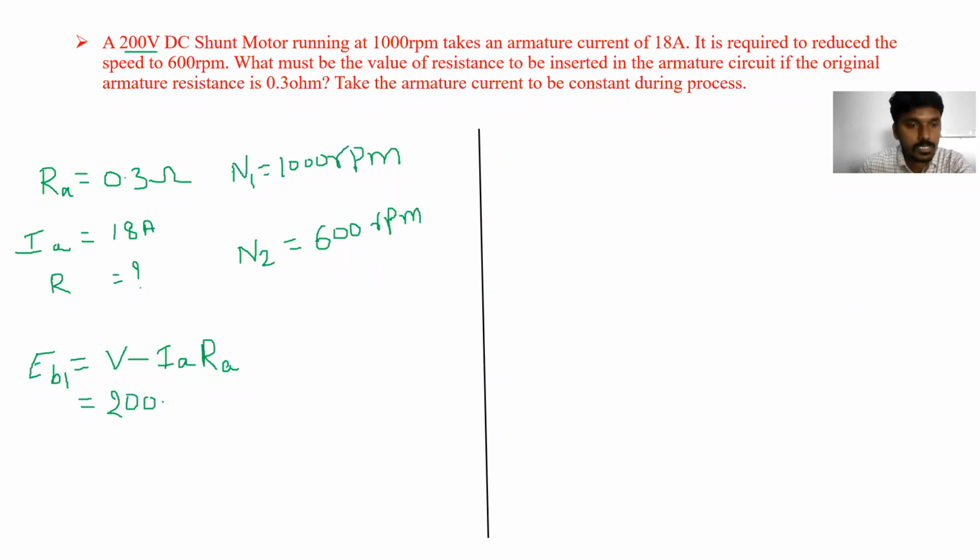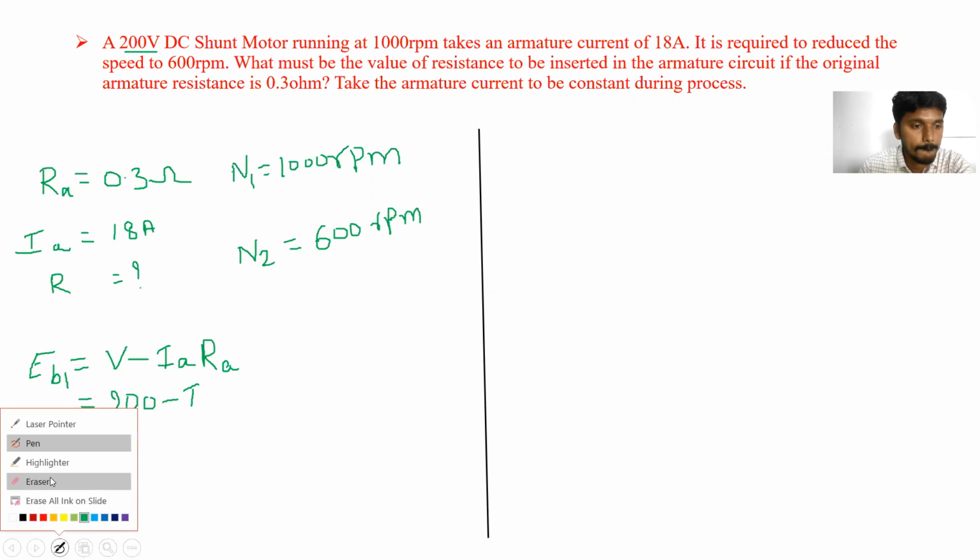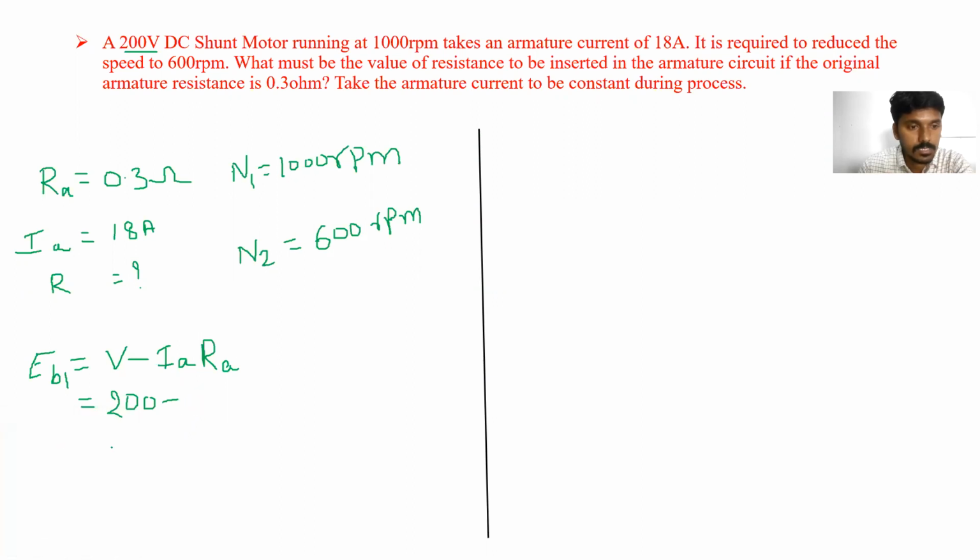Okay, minus, what is the value of IA? What is the armature current? Please give the answer. This is the discussion session, numerical. What is the value of IA? 18 amperes. Into RA, what is the value of RA? 0.3. So what is the value of this one?